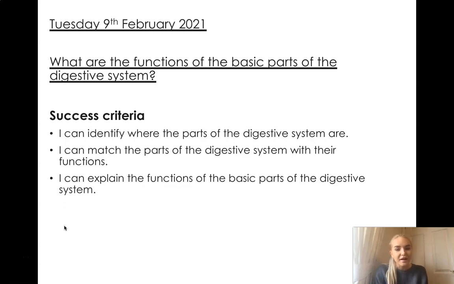Today, you're going to learn about the functions of the basic parts of the digestive system, something that we briefly touched on last lesson, but we're going to look at in a bit more detail today. And by the end of this lesson, to be successful, you will be able to do three things. You will be able to identify where the different parts of the digestive system are in our bodies. You will be able to match the parts of the digestive system with their functions, and you will be able to explain some of the functions of the basic part of the digestive system.